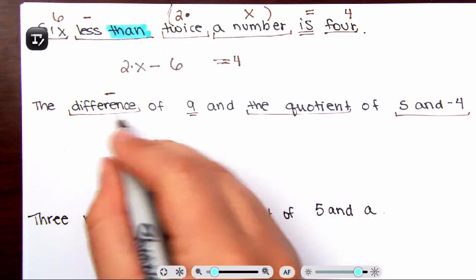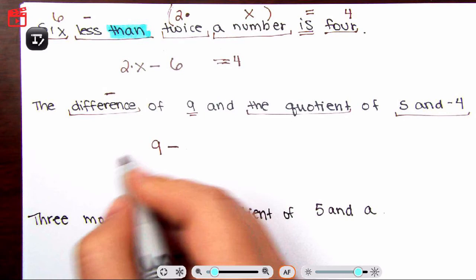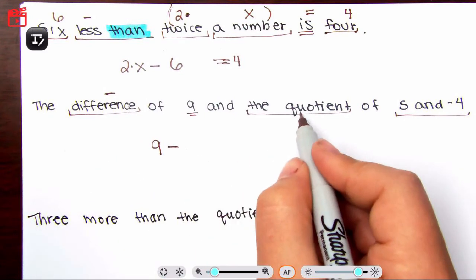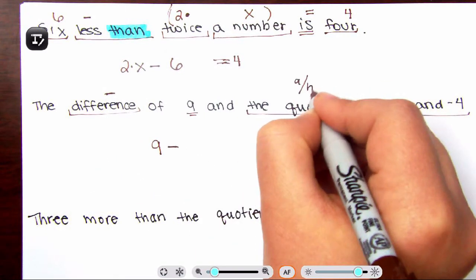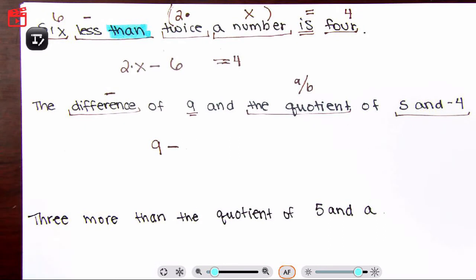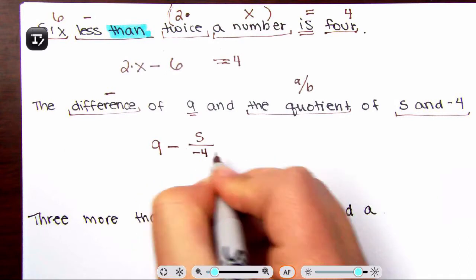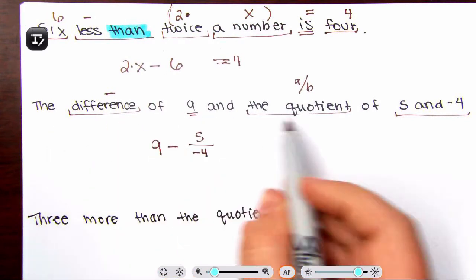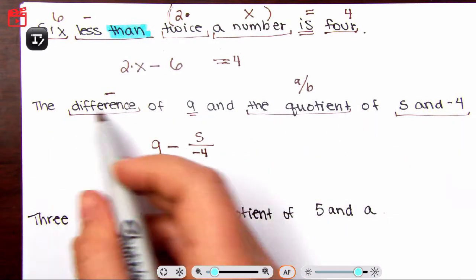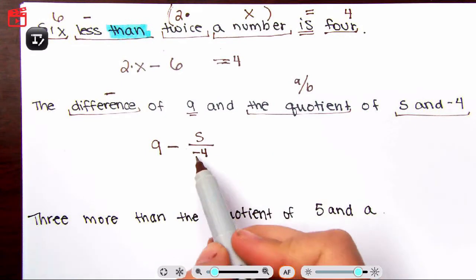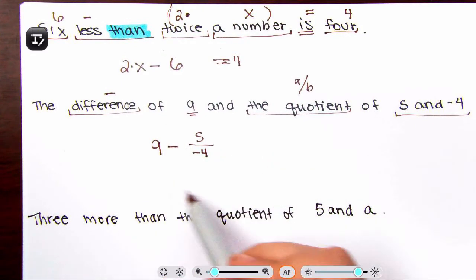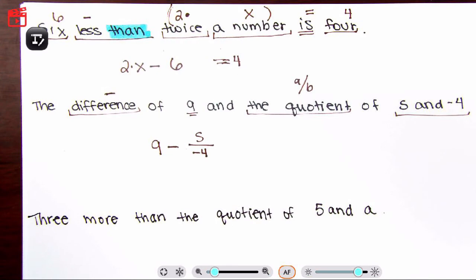So I have the difference of 9 and the quotient. Quotient means division. We write division as a fraction. And what are we dividing? We are dividing s and negative 4. Is there an "is" in here? There is no "is," there is no equals to. So we have an expression, and that means we don't have an equal sign in our translation.